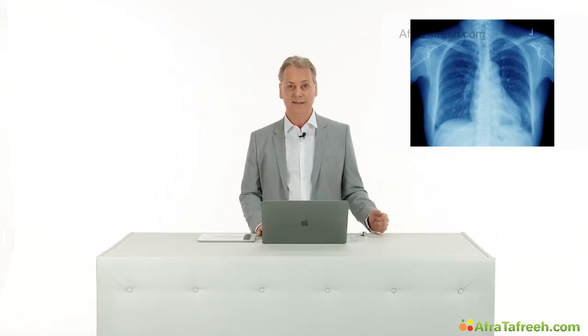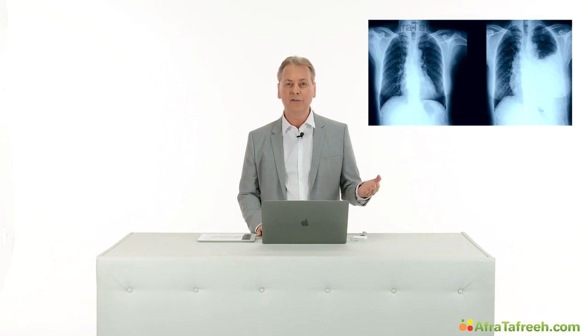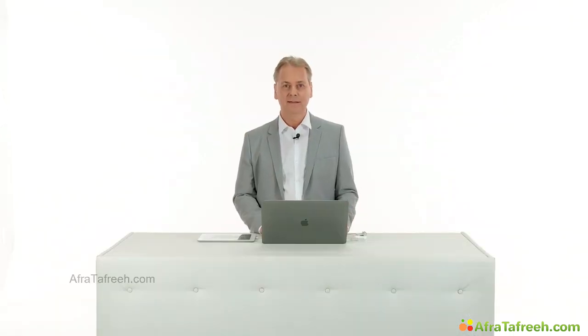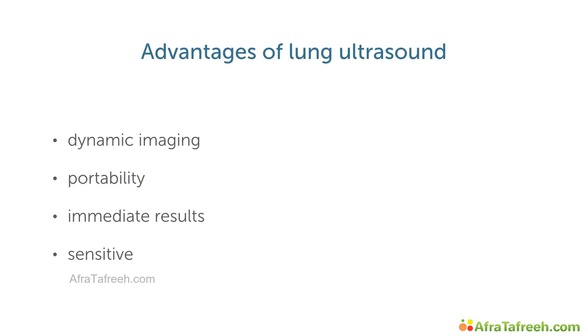And what is the role of chest X-ray? Well, of course, you can detect pleural effusions there. But again, you need a lot of fluid. You need at least 300 milliliters to be able to see a pleural effusion on the chest X-ray. And don't forget, you have the problem of radiation. All this is not present with ultrasound. So primary care ultrasound plays a pivotal role in the diagnosis of pleural effusions, as you will see in this lecture. So to summarize, lung ultrasound allows dynamic imaging. It is highly portable, provides immediate results, and it is more sensitive than any other modality we have to diagnose pleural effusions.